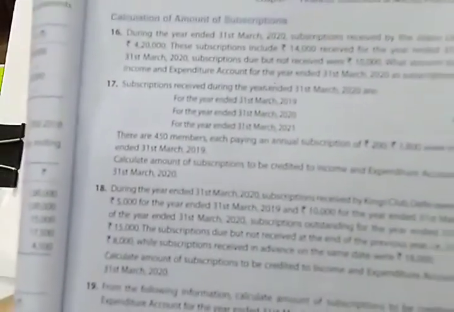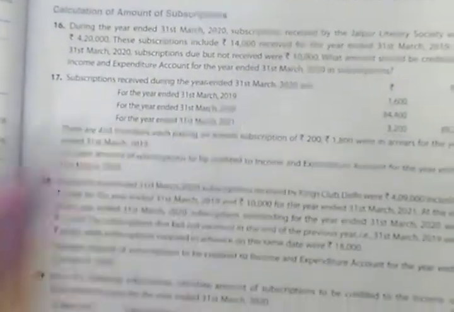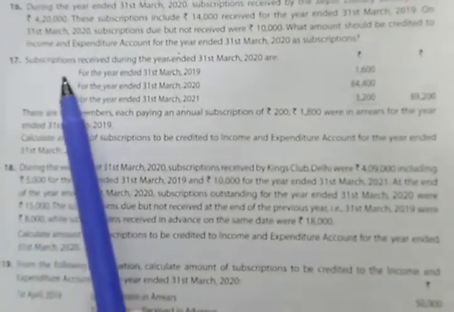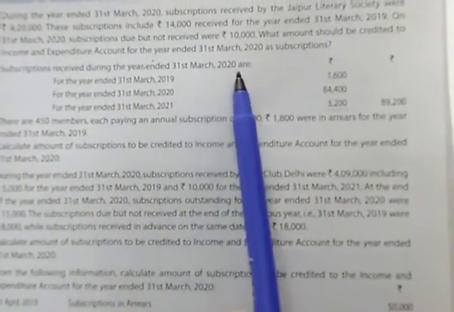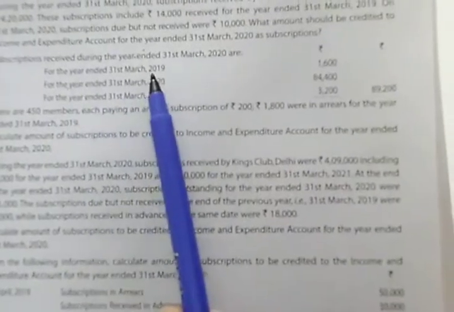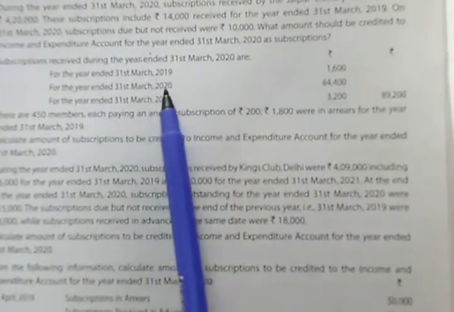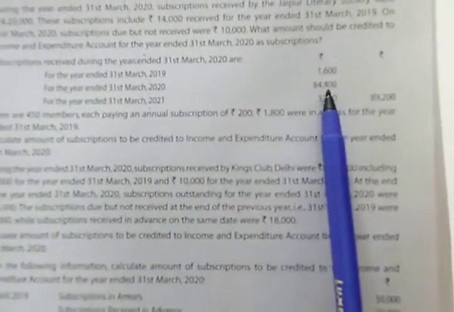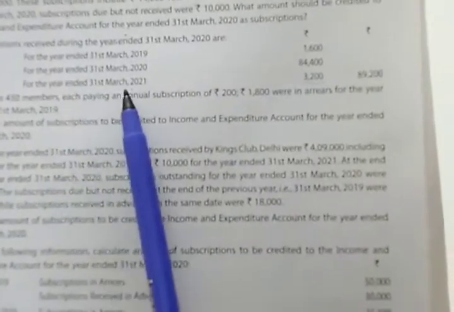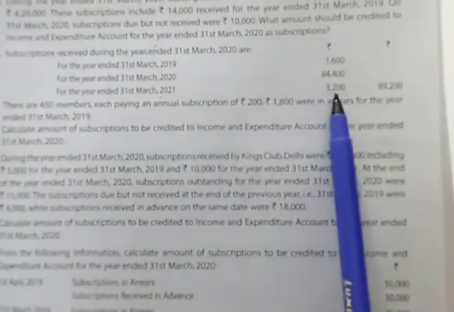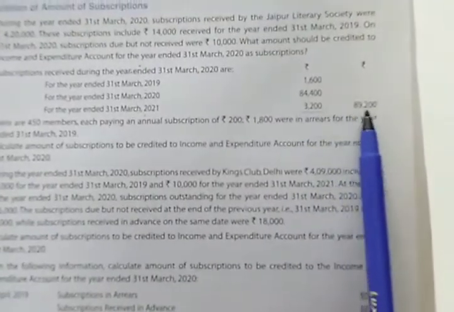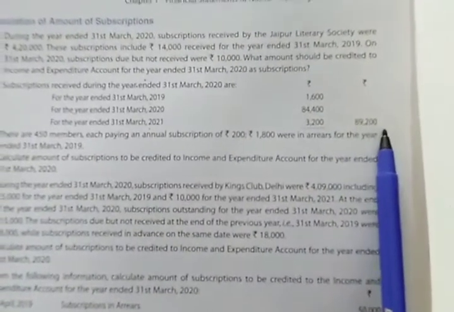So let us see question number 17 of T.S. Grewal's book. So I hope you will be able to see this numerical on your screen. This numerical, question number 17. So let me read this numerical. Subscription received during the year 31st March 2020 are: for the year 31st March 2019 it is 1000. For the year 31st March 2020 it is 84,400, and for the year ended 31st March 2021 it is 3,200, and the total amount which is received is 89,200.